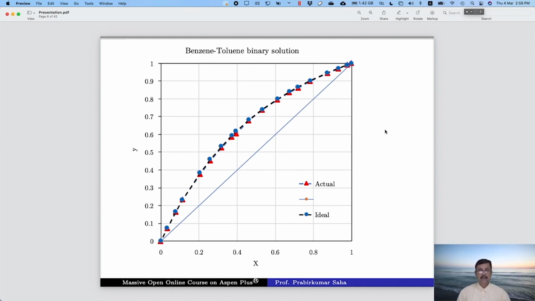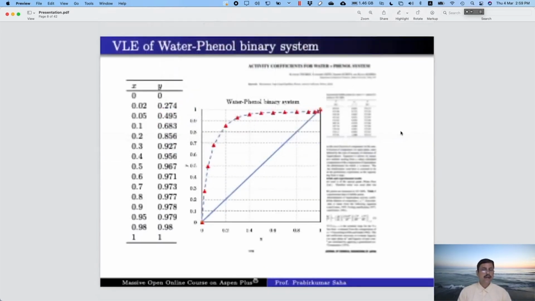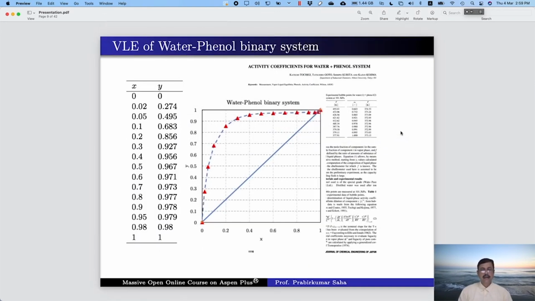But is it true for the water-phenol binary system? Let us try. We have got the data from a particular journal paper, Journal of Chemical Engineering of Japan. They have published a paper and I have taken the data from there. This is the XY data and I have plotted it over here. This is the experimental data. Now let us see whether the ideal model behavior works for it.